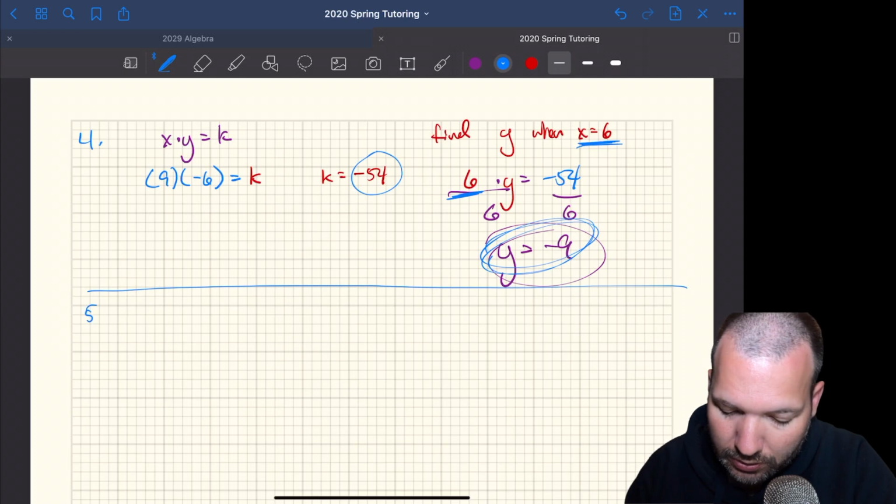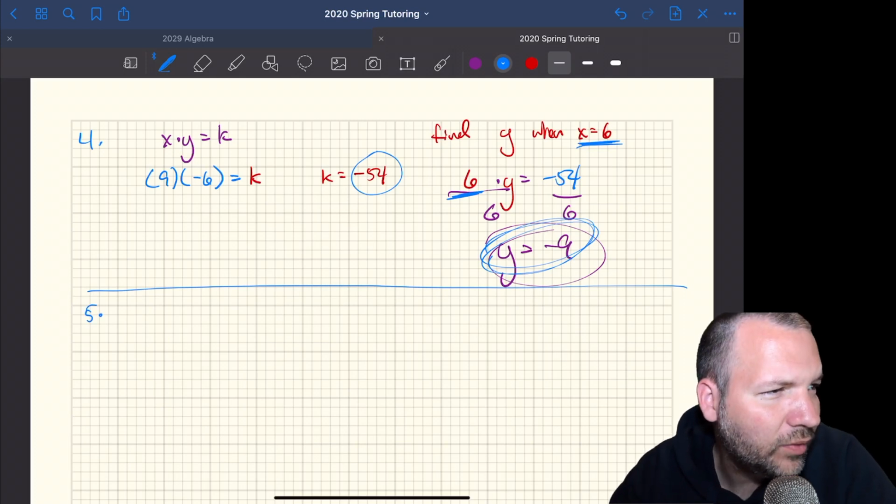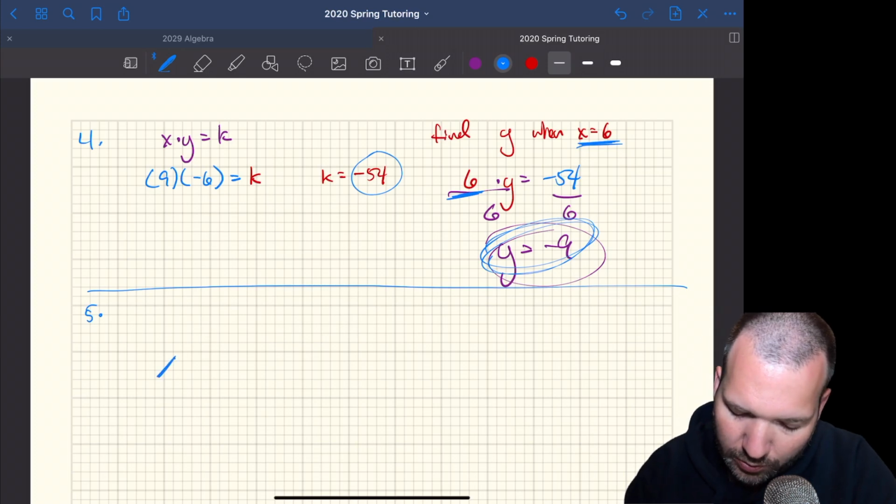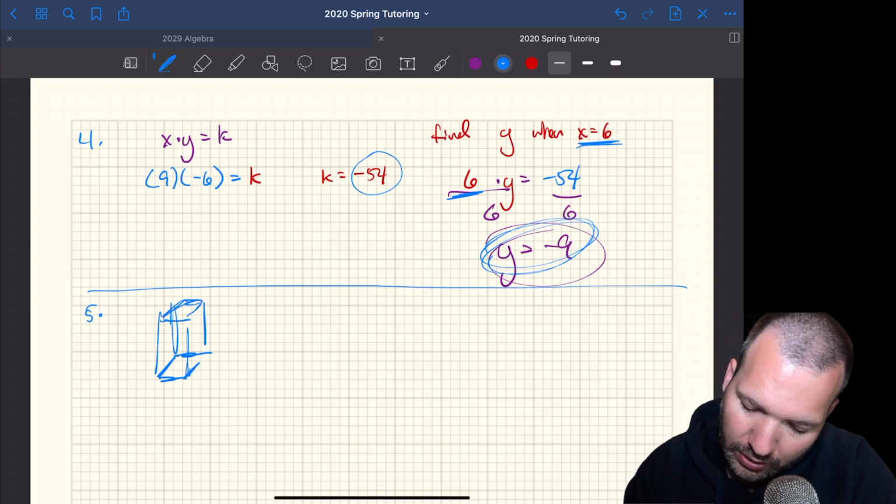And that takes us into number 5. The height of a rectangular tank varies inversely with the area of the base. If the tank has a height of 2 feet when the area of the base is 9 square feet, how tall will the tank be if the area of the base is 6 square feet? So this is a weird way of saying the smaller the base is, the taller the tank is. And so if we made the base much larger, the tank itself would get much shorter.